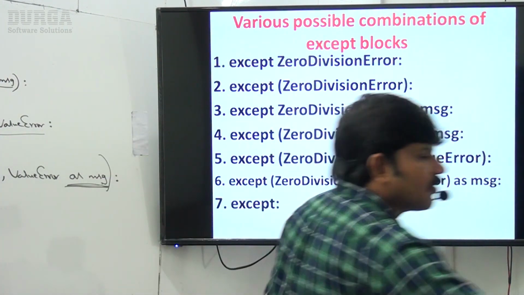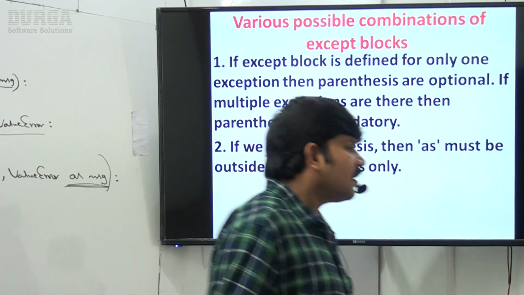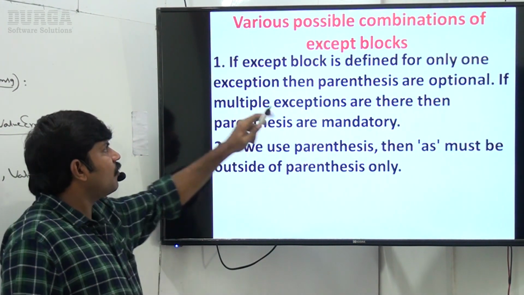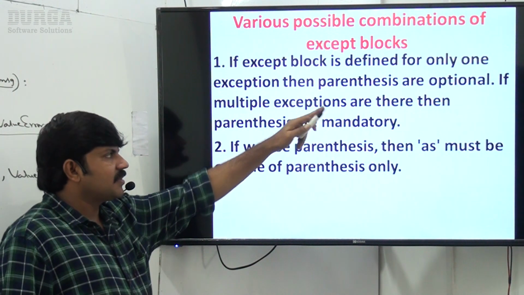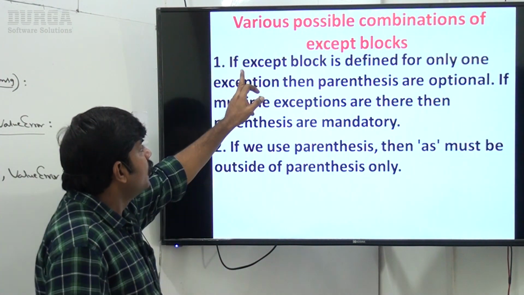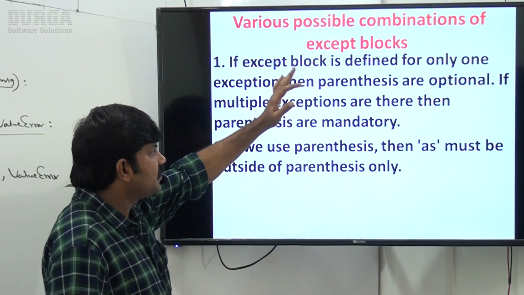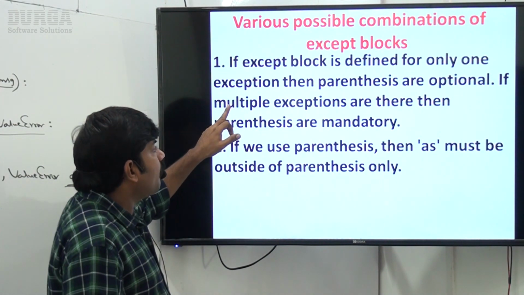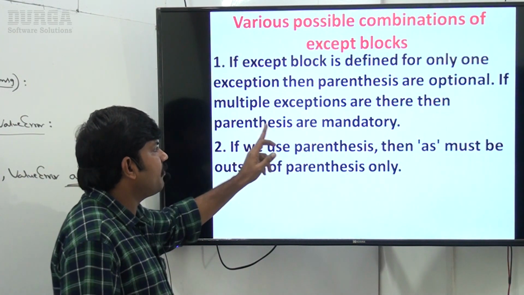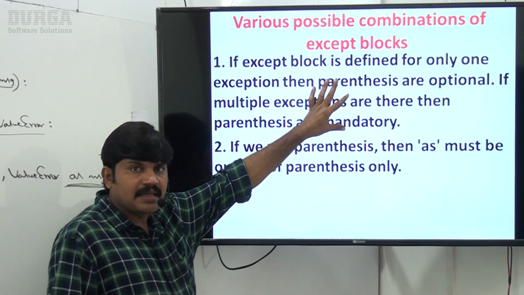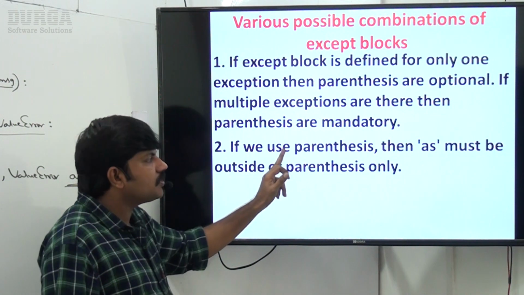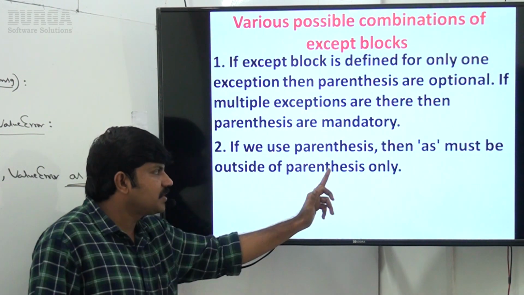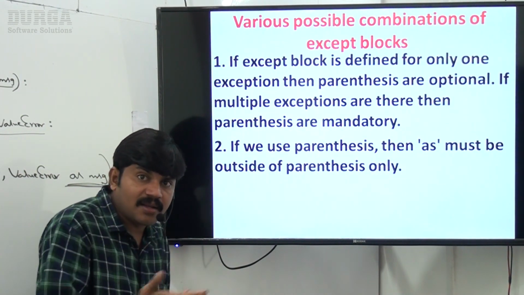Next, have a look once about this, right? Sir, now if an except block is defined for only one exception, then parentheses are optional. Remember, if an except block is defined for only one exception, then parentheses are optional. If multiple exceptions are there, then parentheses are mandatory. Remember. Next, if we use parentheses, then "as message" must be outside of the parentheses only. I told you already multiple times.